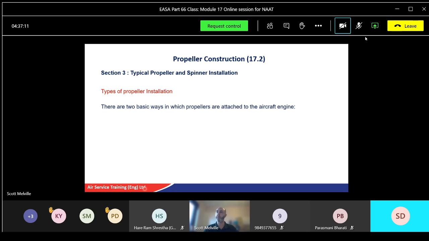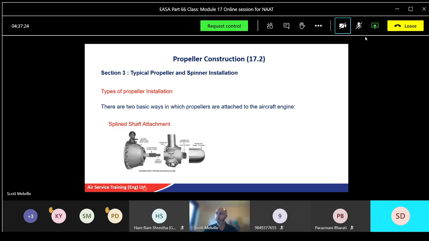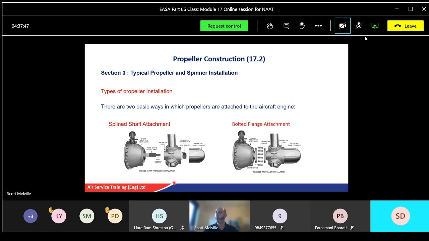Okay, so types of propeller installation. Basically, two basic ways in which propellers attach to the aircraft engine. Nice and straightforward. We've got the splined shaft attachment. Basically, the male and the female end. So the female end on the hub, and the male end obviously on the gearbox side. Again, there's your PCU and your CSU, and again, some sort of nut will secure it all. So nice and easy. Just slide on the spline, tighten it down properly. All is good. Okay, well, that's the first one, splined attachment, and then we've got the common bolt attachment one.